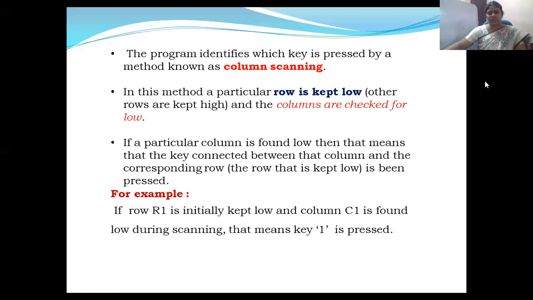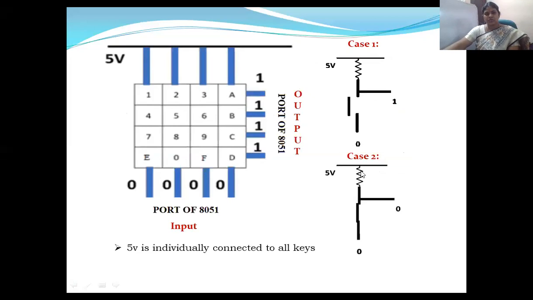So this is what you say as column scanning. And here, first you have to keep all the rows and columns at 1, and only then can you go for selecting a particular row and a particular column. The best way for keeping your keys is to first keep all your keys high. Here we'll see this is your diagram.